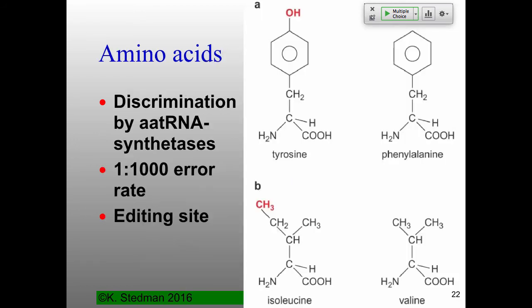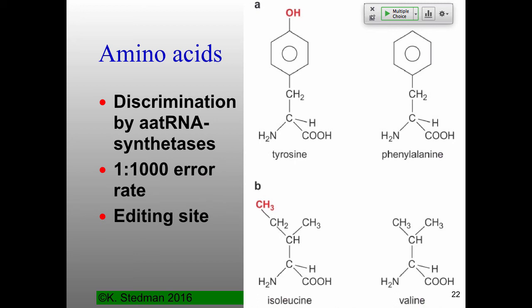And so we can look at some of these examples right here. Already talked about isoleucine and valine. It's all about this extra methyl group here. Phenylalanine, all about an OH, which is here. And it's that error correcting or proofreading mechanism here that gives you about a 1 in 1,000 error rate.